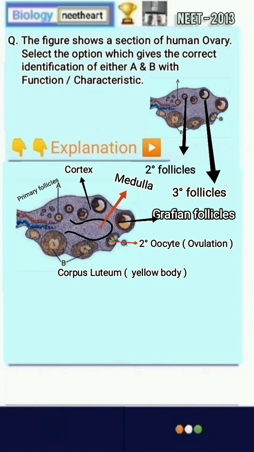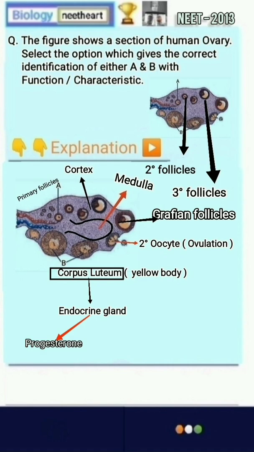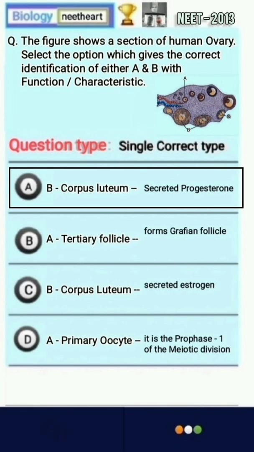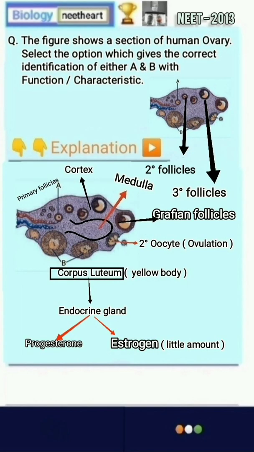So after ovulation, the Graafian follicle changes into the yellow structure known as the corpus luteum and acts as an endocrine gland. It secretes the hormone progesterone, which is the pregnancy hormone and maintains the endometrium, and also a little amount of estrogen. It means two hormones are secreted by the corpus luteum. So option A is correct because the diagram shows B is the corpus luteum and it secretes progesterone.